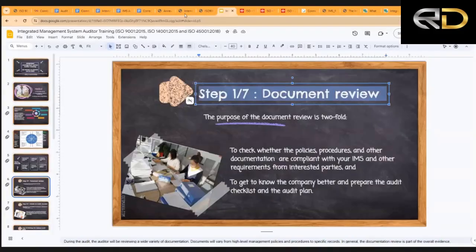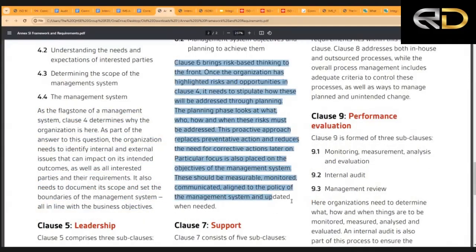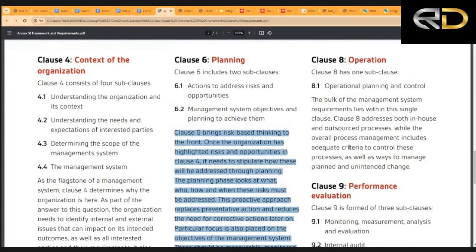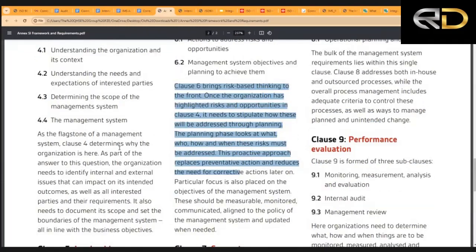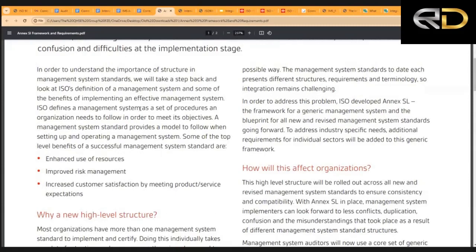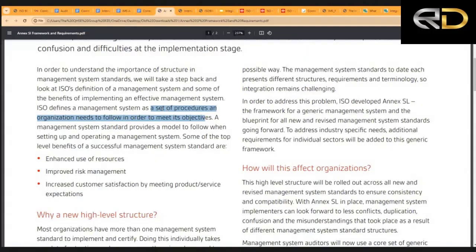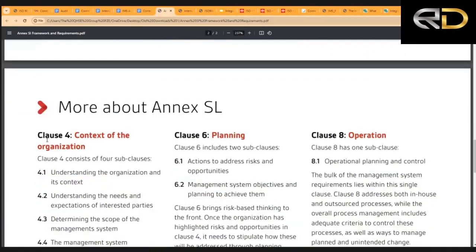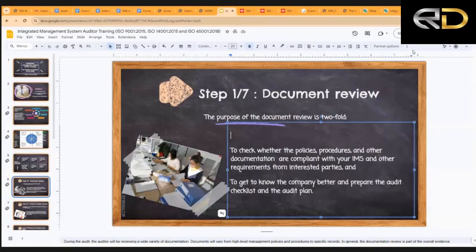Documented information review, you are looking for the footprints to determine whether or not these goals have been done. These are basically called the goal setting requirements. And these goal setting requirements, or these sections that you see right here, those are the set of procedures that an organization needs to follow. So when you are looking for these footprints, when you are doing your documented information review, you basically want to confirm, is there evidence? Can I see the footprints that these sets of procedures under clause 4, 5, 6, 7, and 8 have been followed? So that is the first step in an audit.